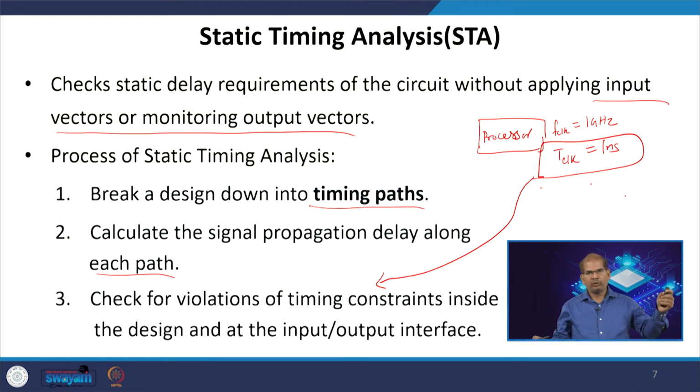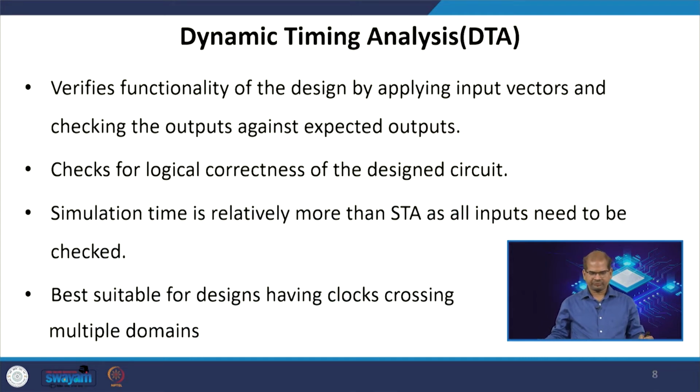Then the tool will evaluate the actual critical path in the design and check how much slack is there at the end. If the slack is positive, then my timing is met. If the slack is negative, my timing is not met. Then again we need to modify the design to meet the timing. So, this is the methodology followed in static timing analysis.